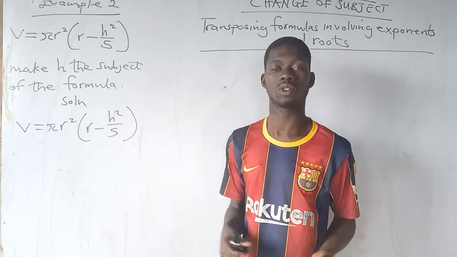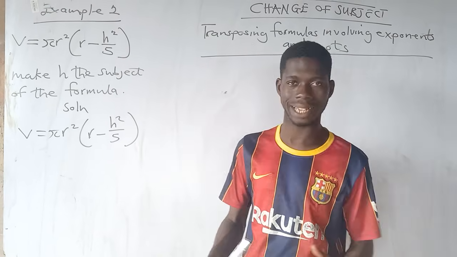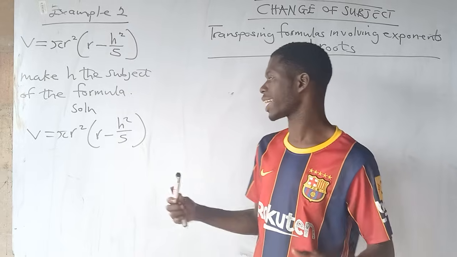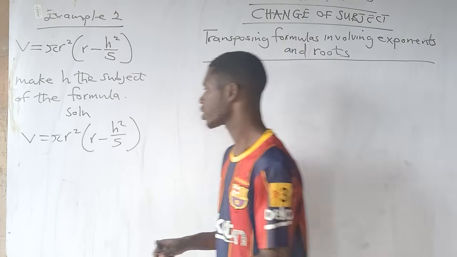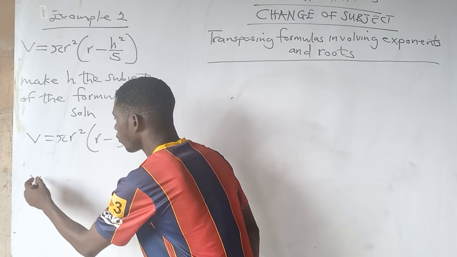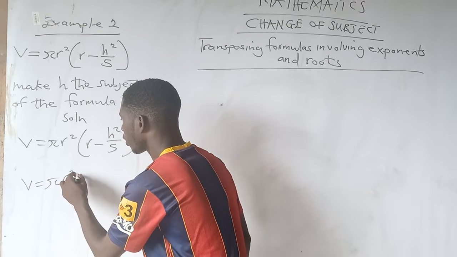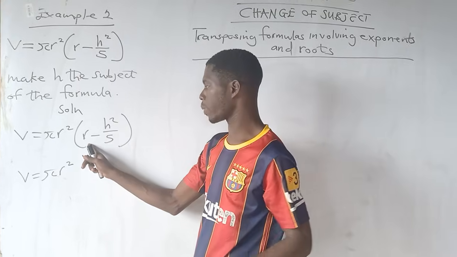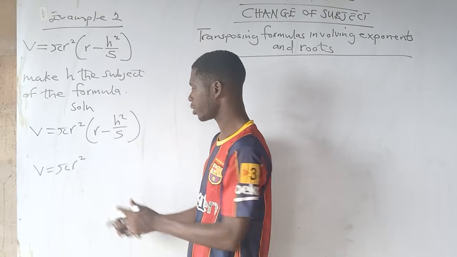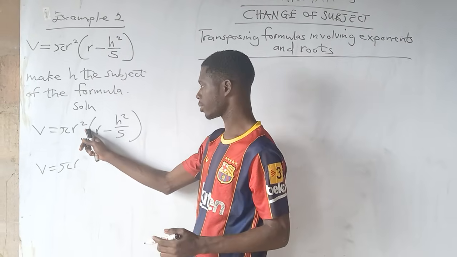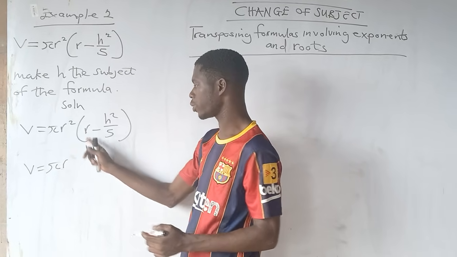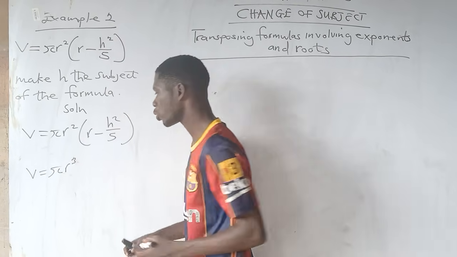So now what do you have to do first? You're supposed to expand the bracket, right? Okay. So we get v is equal to pi r squared. Pi r squared will multiply the r, so we get pi r. We have r squared here, so r squared multiplying the r, you get what? r cubed, or r to the power 3.